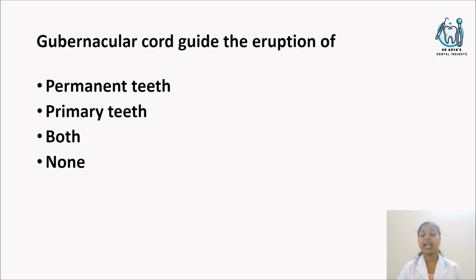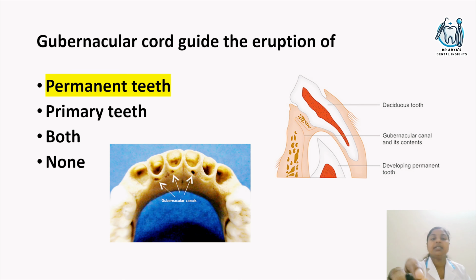Gubernacular cord guide the eruption of permanent teeth, primary teeth, both and none. Gubernacular cord guide the eruption of, so the answer is permanent teeth. So these are the gubernacular canals. And here this is the deciduous tooth, this is the gubernacular canal and its contents, and this is the developing permanent tooth. So this cord which guide the eruption of permanent teeth. Okay, not the primary teeth. This is very important. Okay.